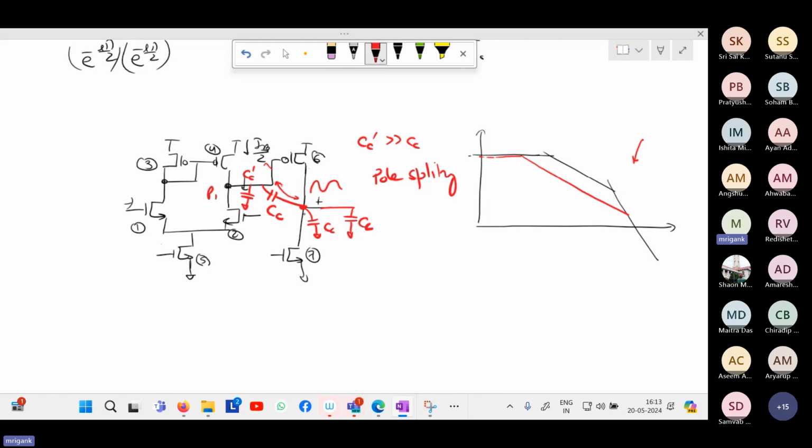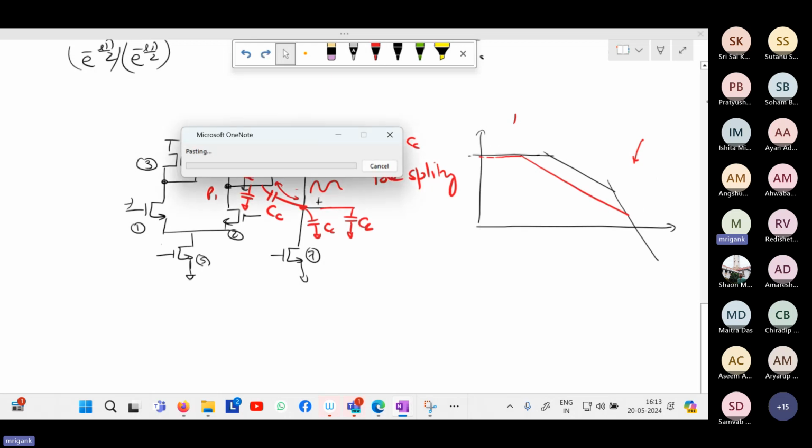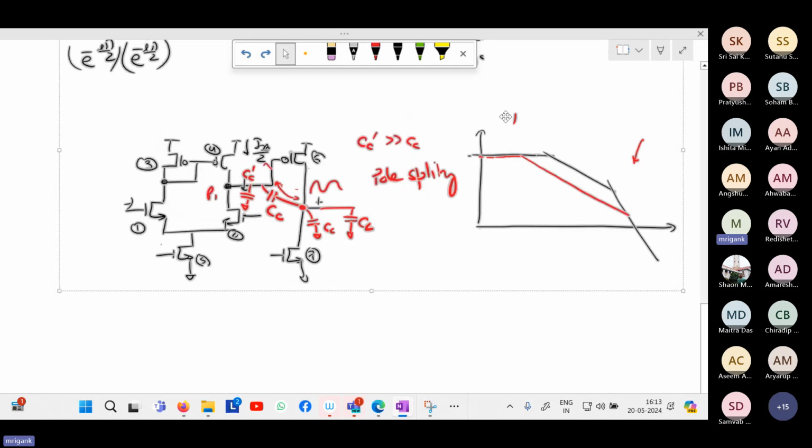Because the CC, 1 upon omega CC, will be shorting the CGS CGD of M6. Therefore, it will become like a diode connected device. And as a result, its impedance will be reduced, right? At a lower frequency, its impedance is RO6. Sorry, not 1 upon RO6, it will be RO6. So at lower frequency, the impedance is RO6 parallel RO7. I'm just talking about RO6 right now.